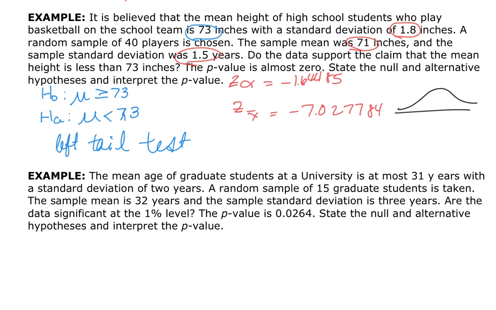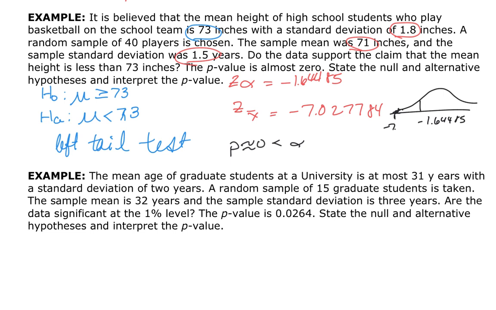Graphically, what is happening? Here's my graph. Here's where the z alpha is. This is a negative 1.64485. And my negative 7 is way over here. So I'm obviously so far into that reject region, it's not even funny. My p-value, when I look at my spreadsheet, is approximately equal to 0, which is clearly less than alpha.